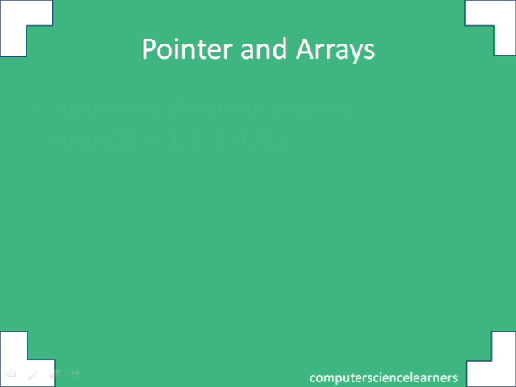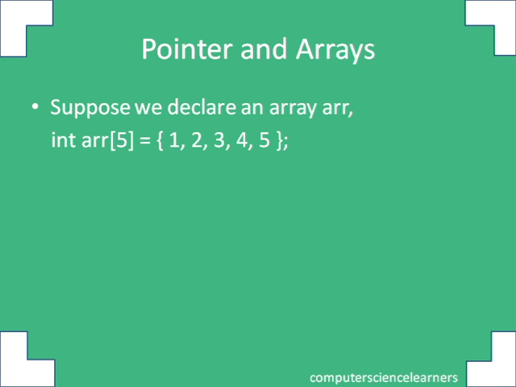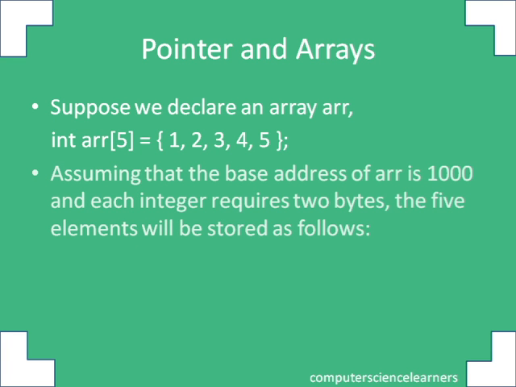So what are pointers and arrays? Here I am taking one example array. Let us say it is ARR of size 5 with the elements 1, 2, 3, 4, 5. It is an integer array. Assume that the base address of ARR is 1000, and each integer requires 2 bytes. So our assumption is ARR has base address, meaning starting address, 1000, and each integer requires 2 bytes.